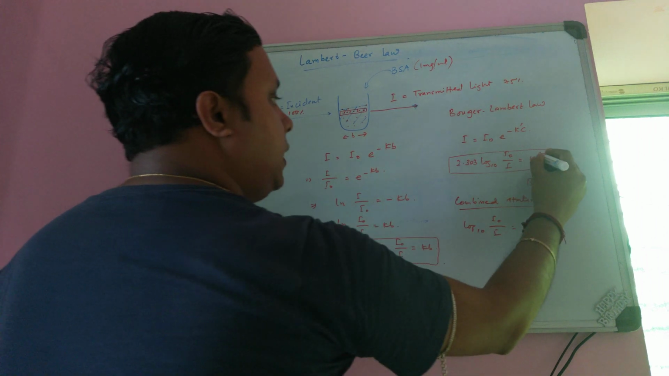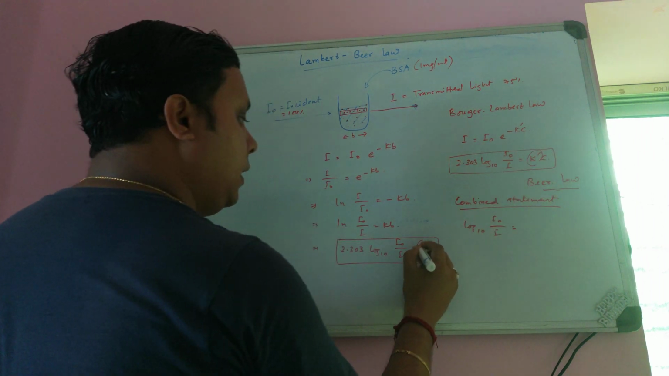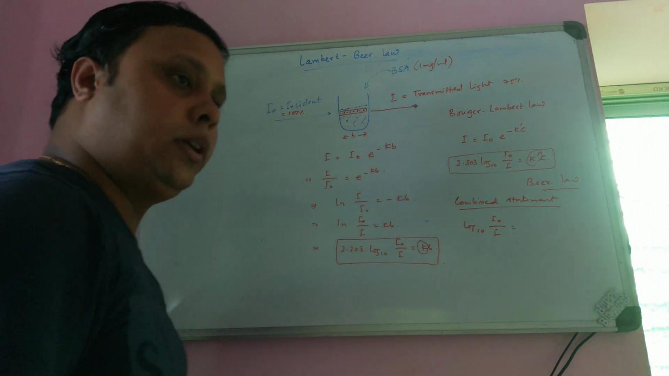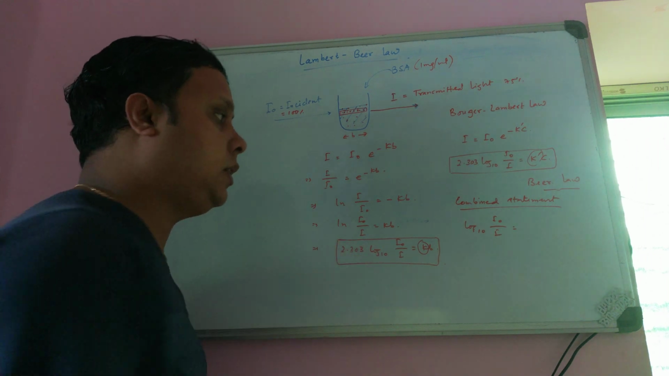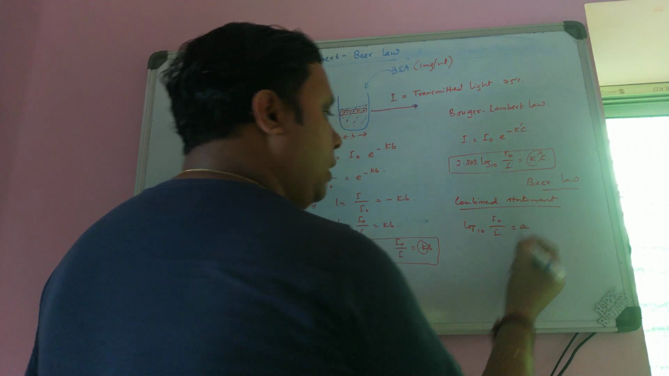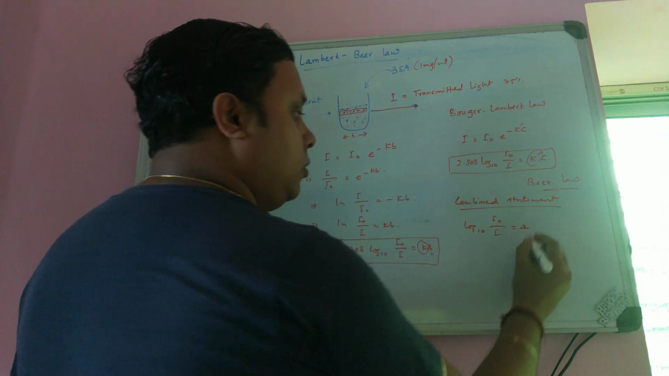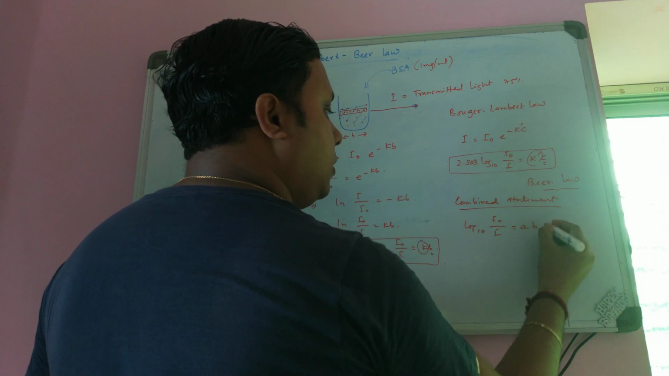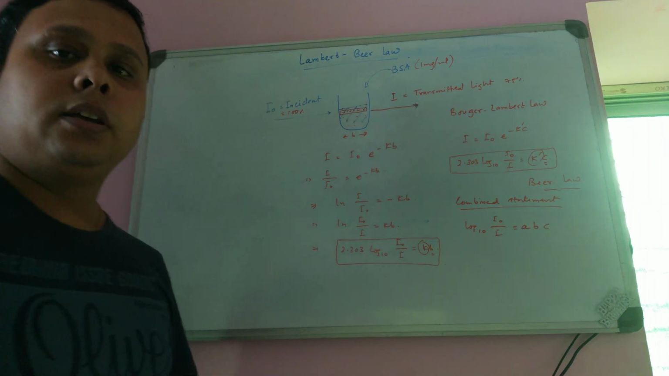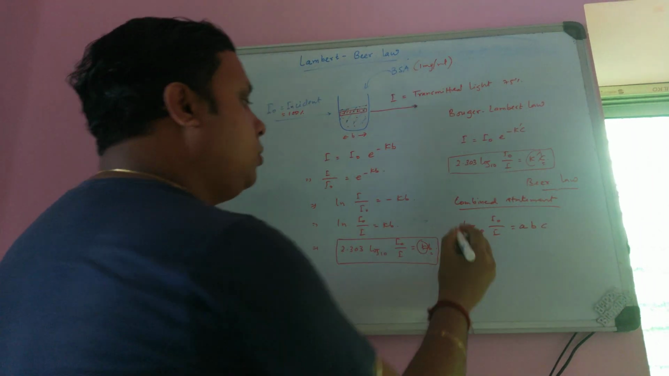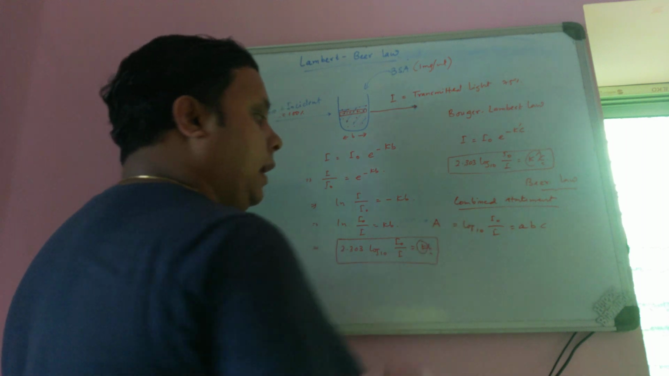And we have this k dash constant and also the k constant. So two constants are there. We can rewrite the two constants as a single constant, that is known as the small a. And now we have the path length, that is known as b, and the concentration known as c. So this is basically the combined law, which is also known as the absorbance.